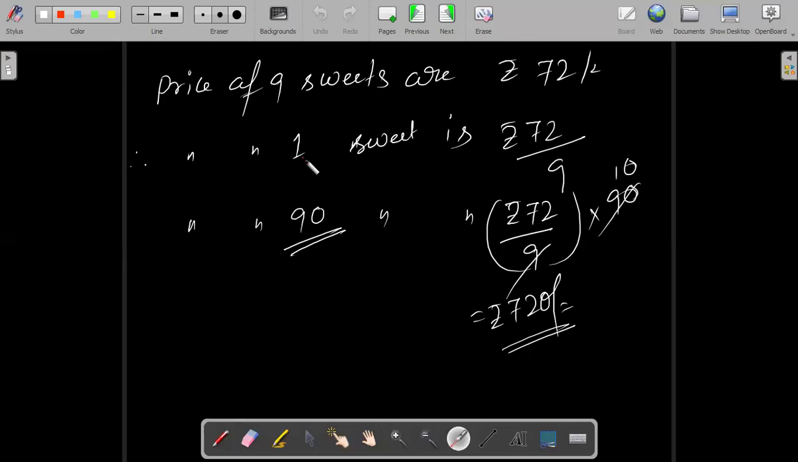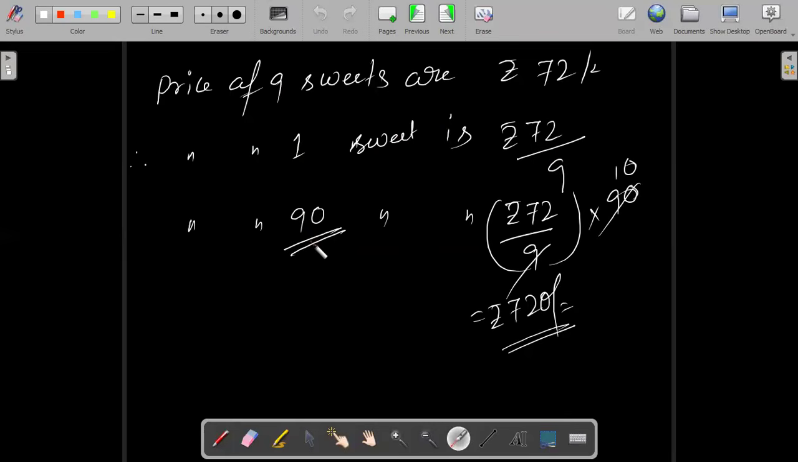Now coming to the actual question, the price of 90 sweets. When we are again writing down the price of the 90 sweets, it means we are now comparing with the earlier line, not with the first line. So for 1 sweet, the price is 72 by 9, not 72, not 9, not 8 rupees. I will not take anything. I will just say that the price of 1 sweet is 72 by 9. This fraction is the price of 1 sweet. Then what will be the price of the 90 sweets?